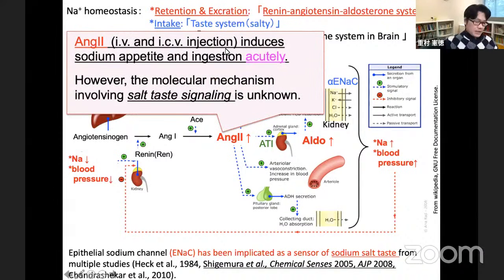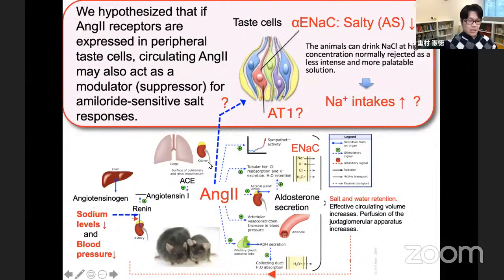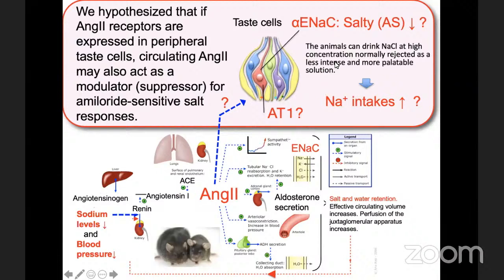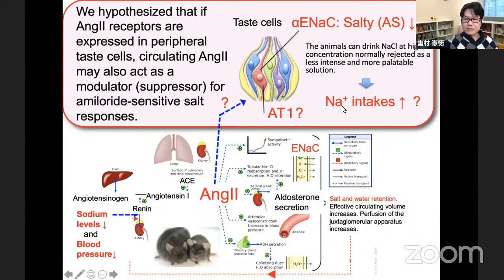Interestingly, angiotensin 2 also induces sodium appetite and ingestion acutely. However, the molecular mechanism involving salt signaling is unknown. So we hypothesize that if angiotensin 2 receptor AT1 is expressed in peripheral taste cells, circulating angiotensin 2 may also act as a modulator for amiloride-sensitive salt responses, which cause increase of sodium intake.